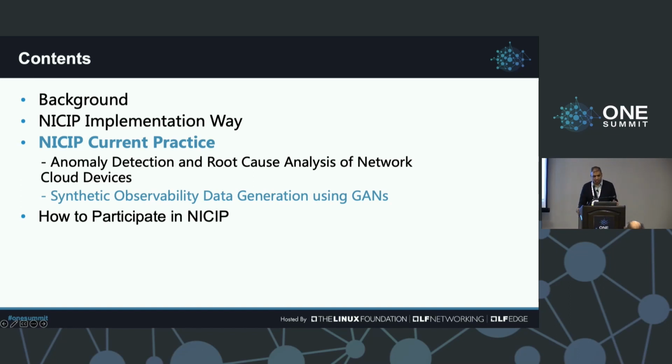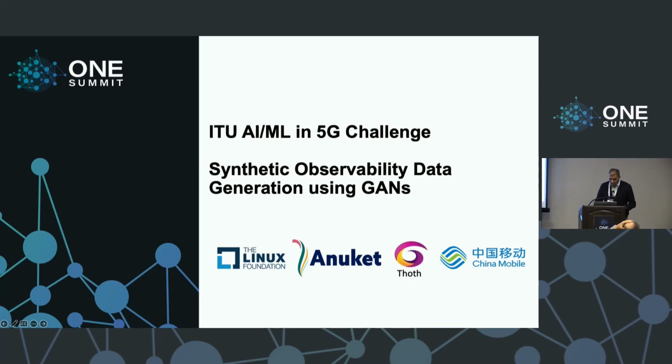I think two days back I completed the evaluation of the teams that had submitted solutions to the problem using GANs. It's pretty good, so there is still good hope that we can use GANs going ahead. So the problem is basically synthetic observability data generation using GANs.